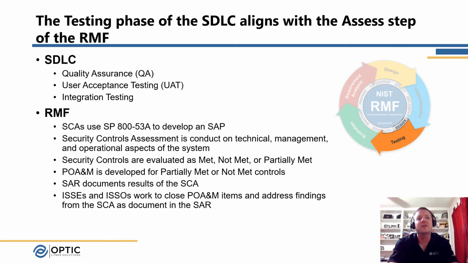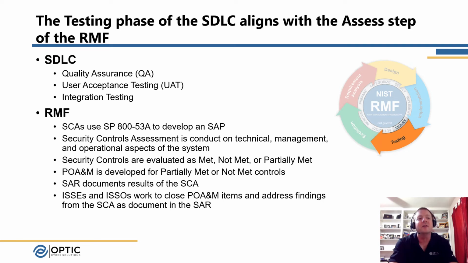So as the security control assessment is conducted, the security control assessors will evaluate each control to determine if the control is met, not met, or partially met. For anything that is either not met or partially met, the security control assessors will ensure that those security controls are added to the plan of action and milestone so that we can address them. What are we going to do to fix them so that we can get them to that met state?